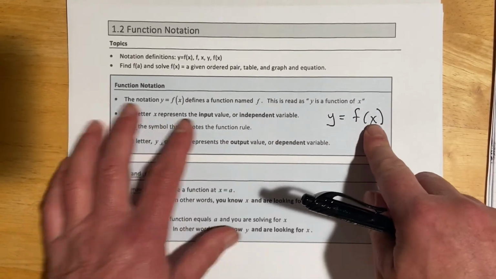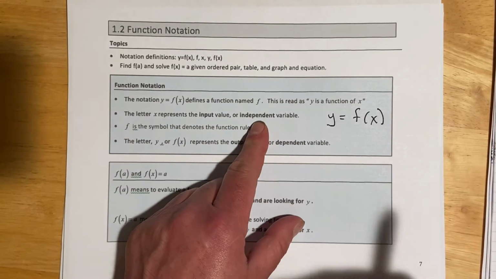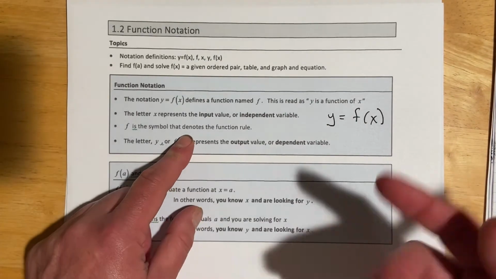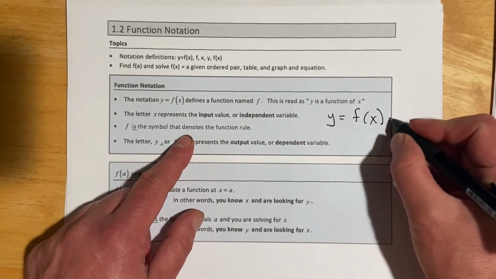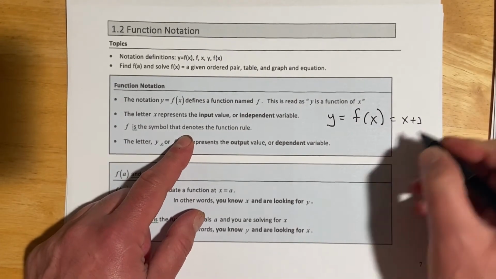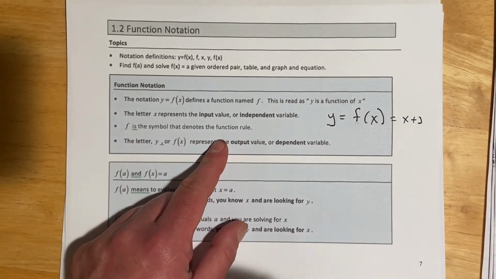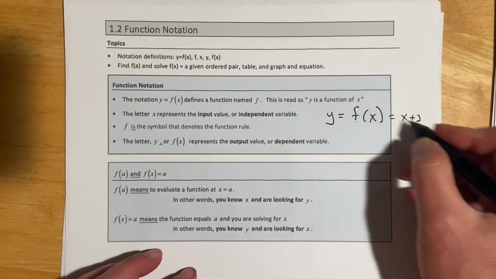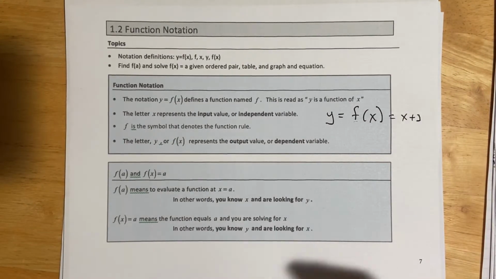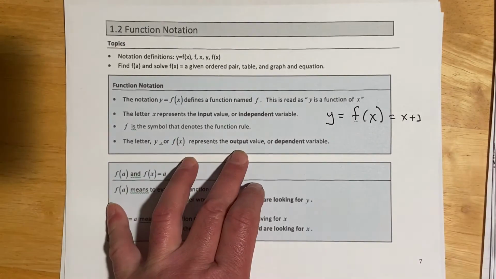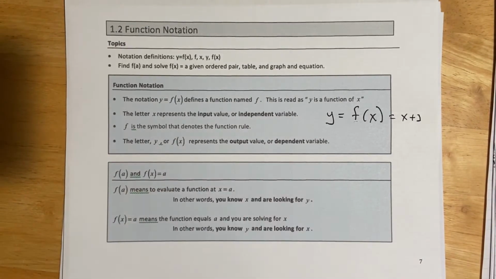X is going to be our input value, or the independent variable. F is whatever is happening to x. So if this side said x plus 3, then the function rule, which is this f, is take the input, add 3. That's what the f is standing for, the rule that says add 3. And then the letter y, or f of x, represents the output or the dependent variable.